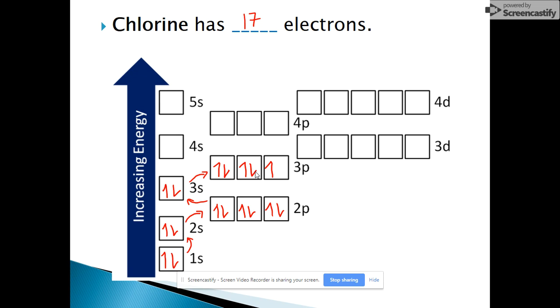Again, our 3 principles, we start at the bottom and work our way up. We put 1 electron first and add a second one if we need to. And we always have 1 spinning up and 1 spinning down. And if you notice, I just do half arrows. This is the same as actually saying this, but I find it a little quicker to do the half arrows.